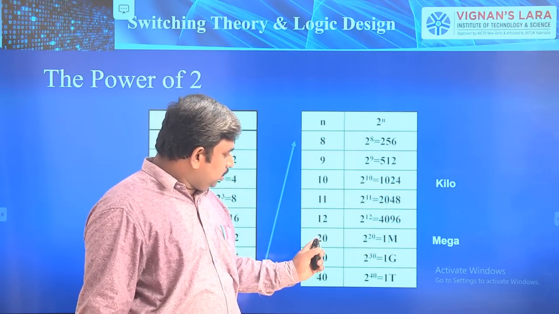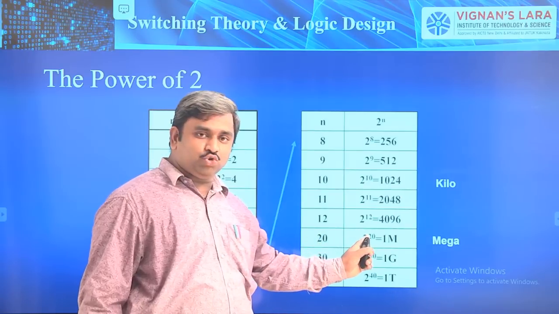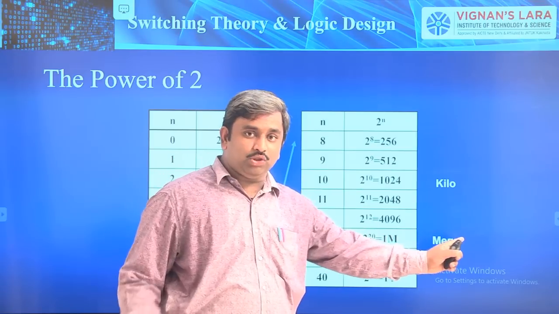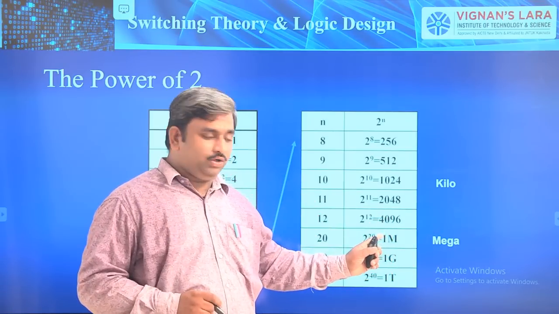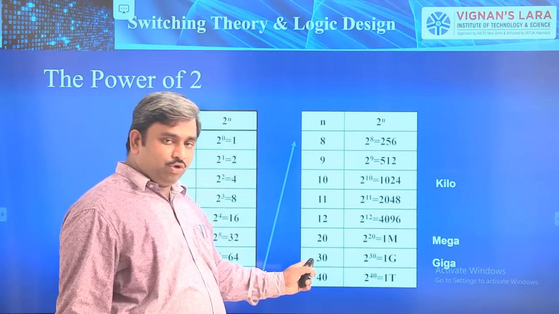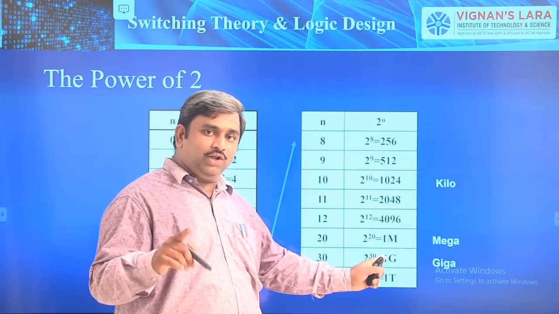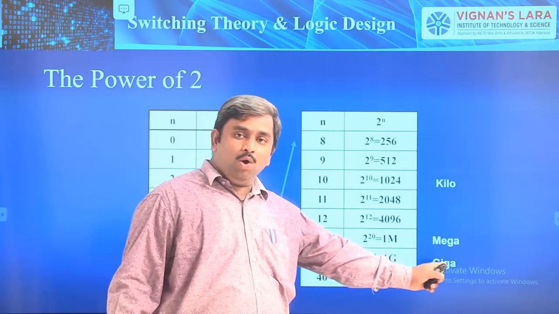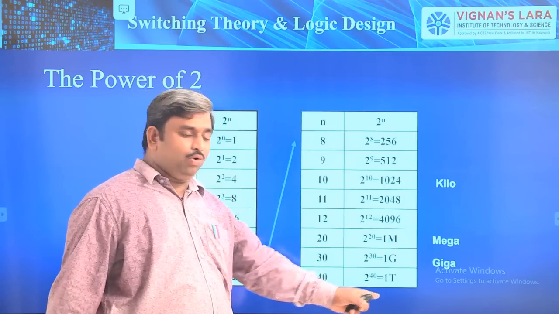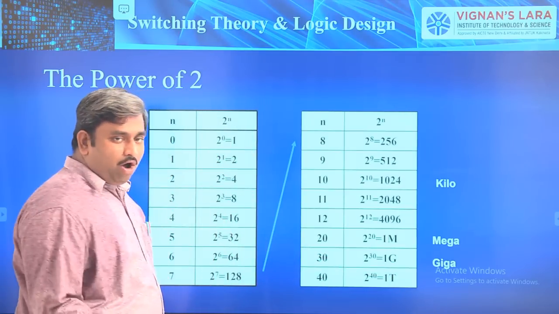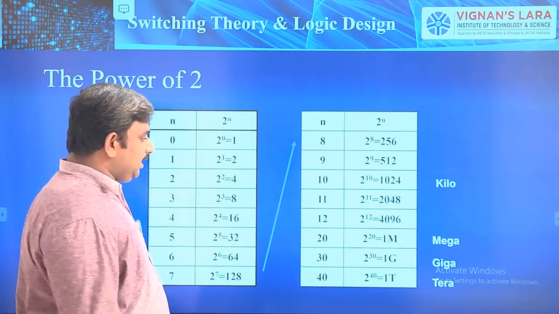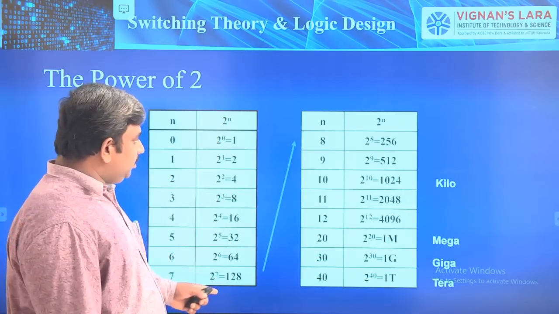Next, if n is equal to 20, that is 2 power 20, we call it 1 mega. 1024 kilo is equal to 1 mega. Next, 2 power 30, that is n is equal to 30, 1024 mega is equal to 1 giga. Next, 1024 giga is equal to 1 tera. Generally our hard disk is 1 terabyte, 2 terabyte. Our mobiles are 64 GB. We will see that with bit combinations.